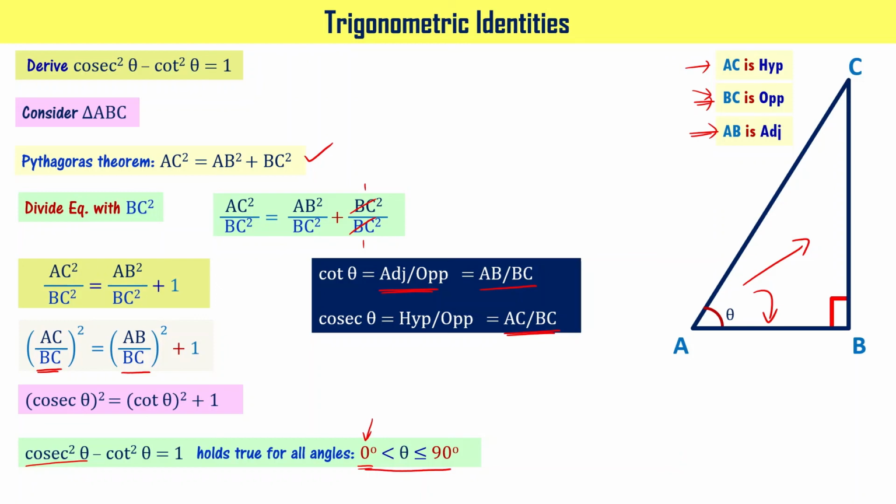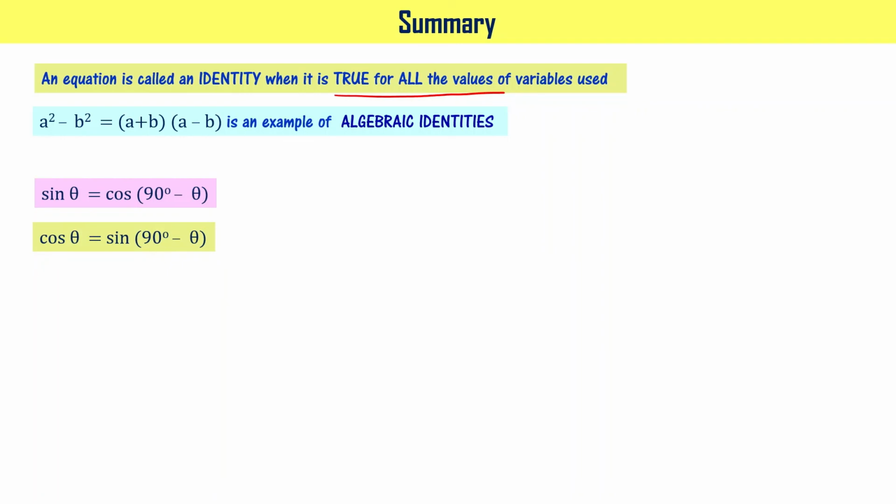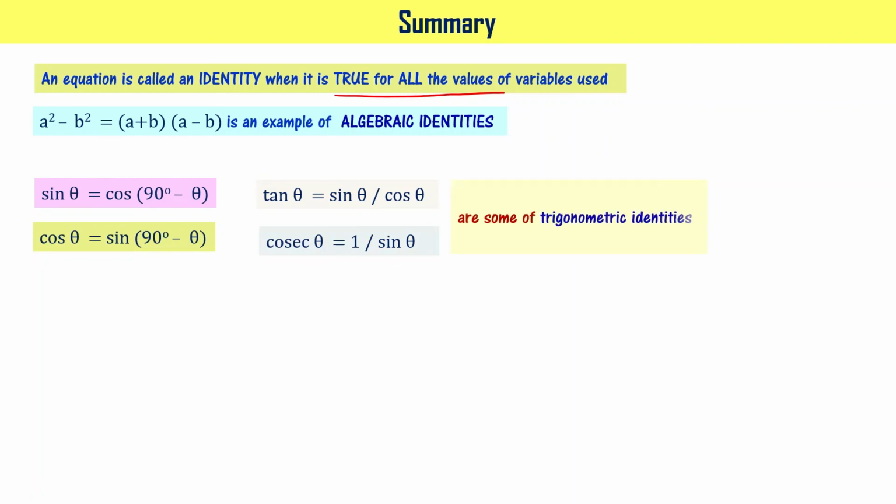Understood? Now let's summarize what we have learned. An equation is called an identity when it is true for all the values of variables used. We have seen that a square minus b square equal to a plus b times a minus b is an example of algebraic identities, right? And we have seen that sine theta equal to cos 90 minus theta, cos theta equal to sine 90 minus theta, tan theta equal to sine theta by cos theta, cosec theta equal to 1 by sine theta. All these are trigonometric identities, right?